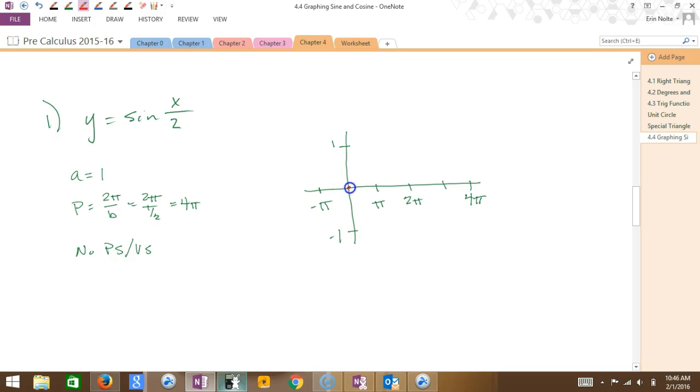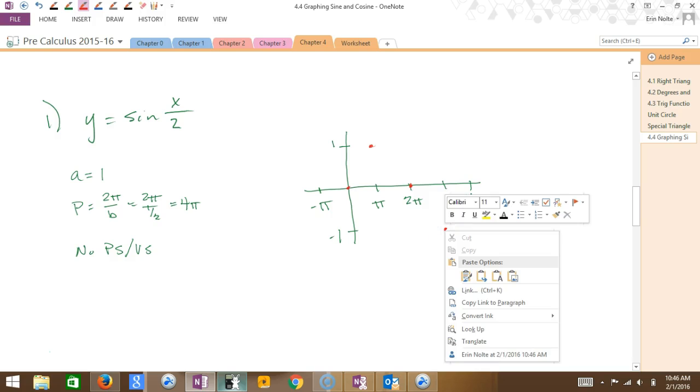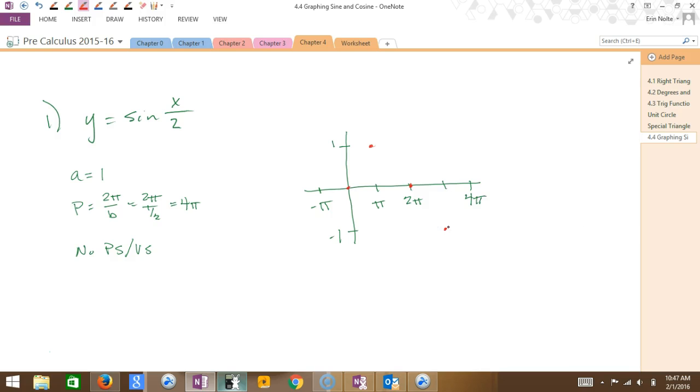So I'm going to draw it. Watch how this goes. This is kind of cool. So the first increment, it's going up, right? It's going to go up to its max. So on the first increment, it's going to hit the max. Boom. On the next increment, it's going to cross the x-axis. On the third one, it's going to hit the minimum. And on the fourth one, we're going back to the x-axis. So now I'm just going to connect those 4 dots.